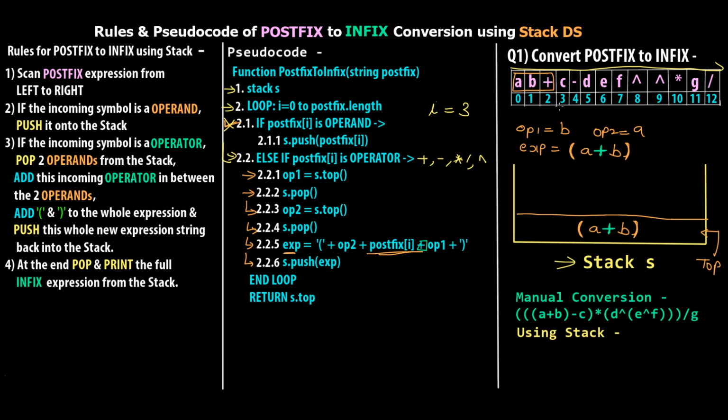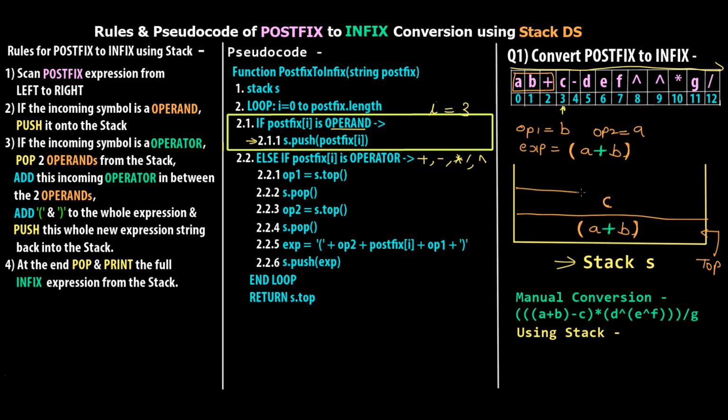And now we will move forward where i will become 3. So when i becomes 3, we get C. C is what? C is an operand. So this if block will be executed. And when the if block is executed, we say s.push. So C is pushed onto the stack. So let's write C. This becomes the new top of the stack. And then we move forward. So the if condition is done, we will come at the end of the loop. Again, i will become 4.